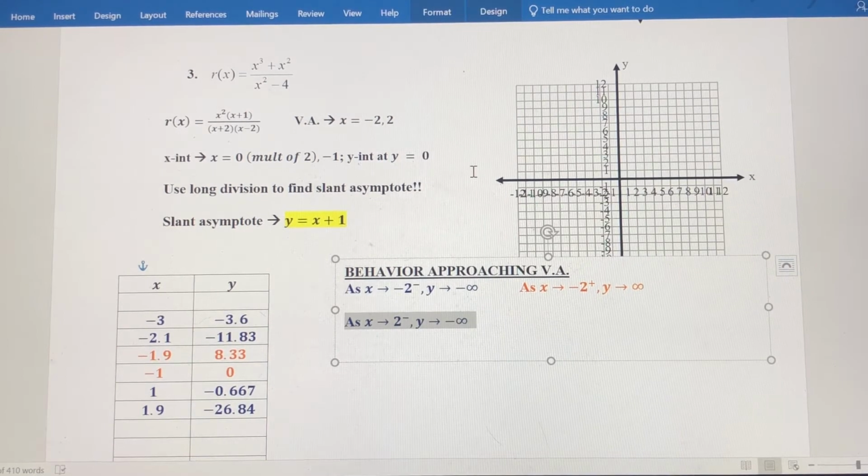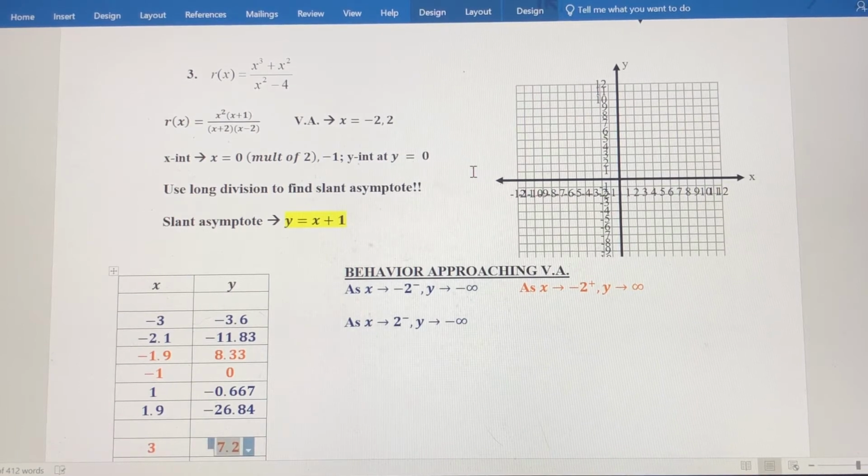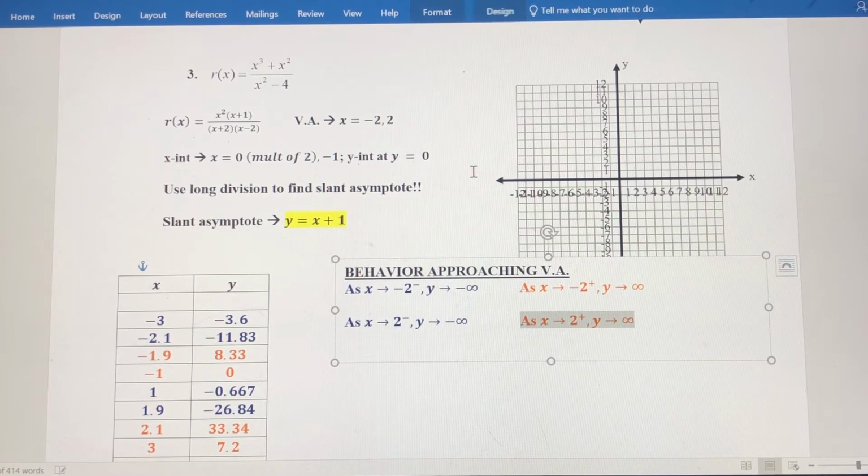All right. Now we want to come from the right of that 2, so let's plug in 3 first, and you get 7.2 when you do that. Now we want to plug in 2.1, and we get 33.34, okay? So as we're coming towards that vertical asymptote from the right, y is going to approach positive infinity, okay?